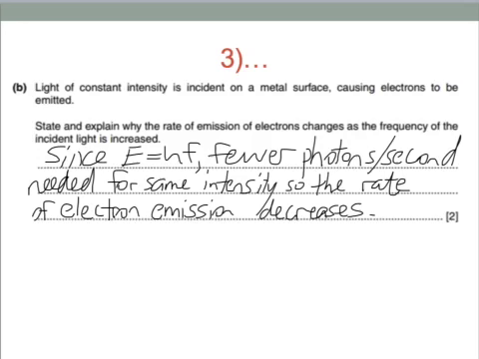So that means if there are fewer photons per second incident, the rate of electron emission decreases, simply because there are fewer photons giving their energy to electrons per second.